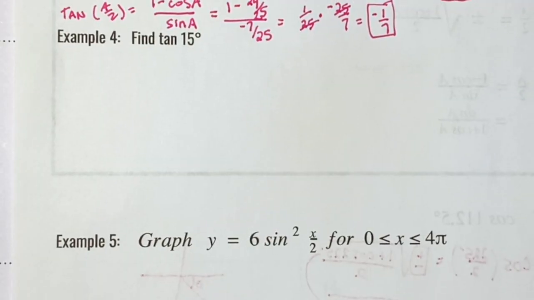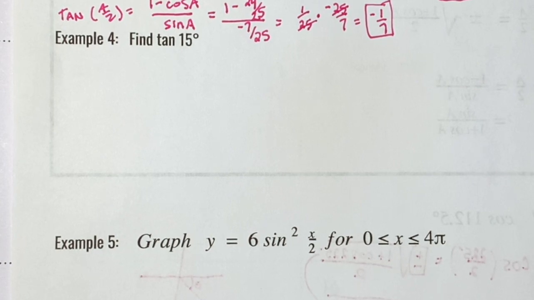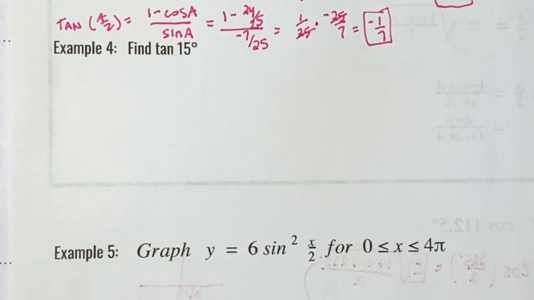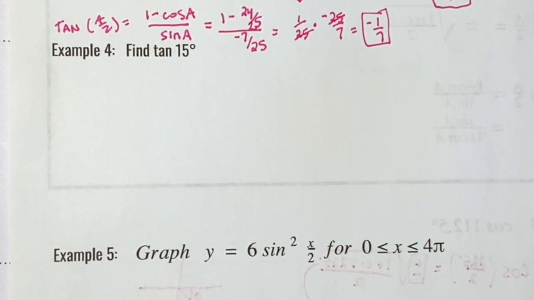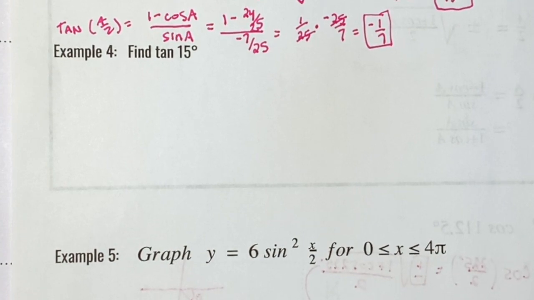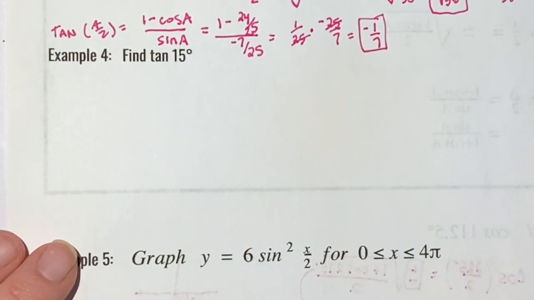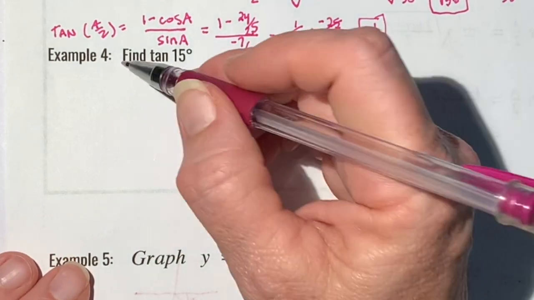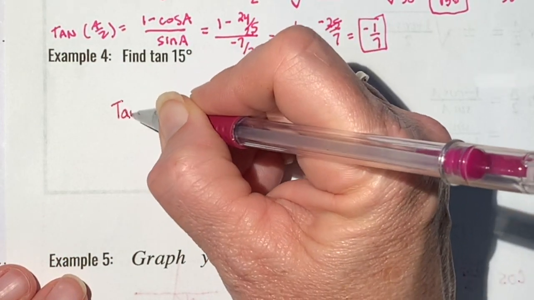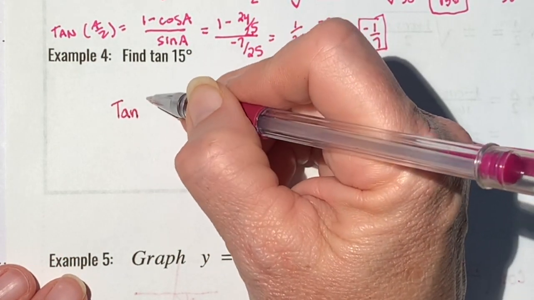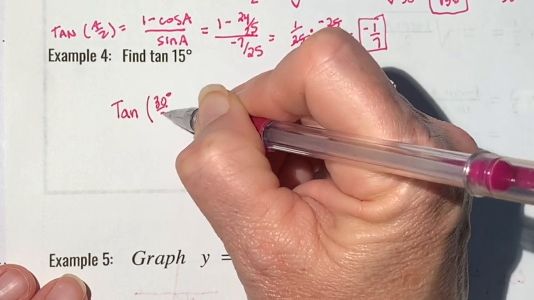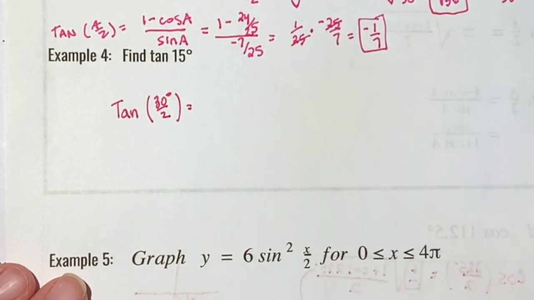All right, this one asks us to find the tangent of 15 degrees. Very similar to example 1. 15 is not a common angle, so I couldn't give that really without looking it up or punching a calculator. It's not an exact answer at that point, I've rounded it off. So what I can do is think of the tangent of 15 degrees as the tangent of 30 degrees divided by 2, and then apply my half angle formula for tangent.